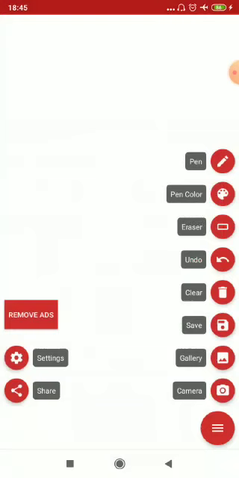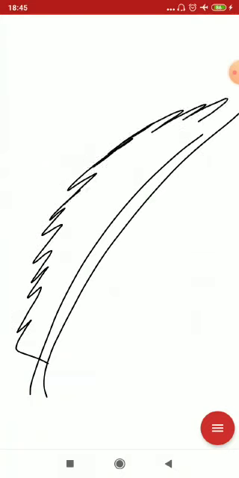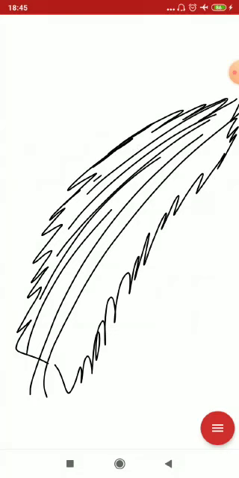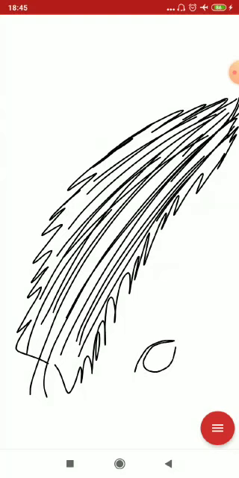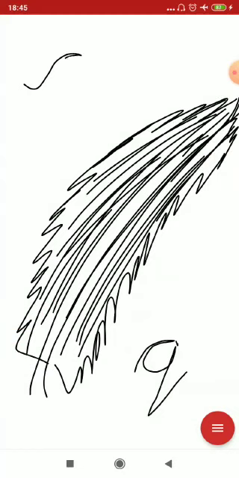Now, which picture you want here? Q for quilt, Q for queen, Q for quill. Quill means pankh beta, theek hai? Pankh. Quill means pankh. So this is quill. Right here, Q. Q for quill. Okay.